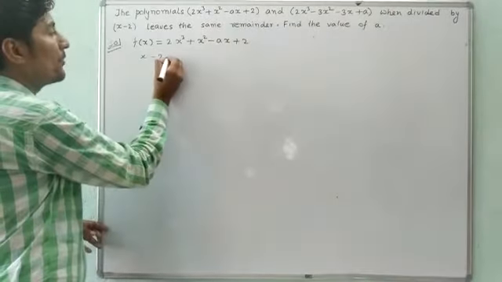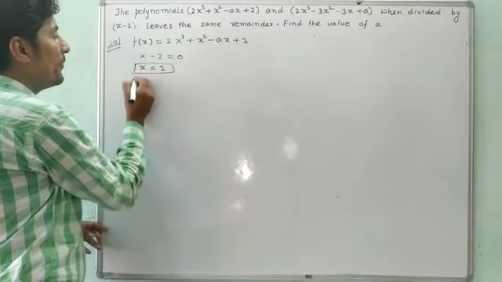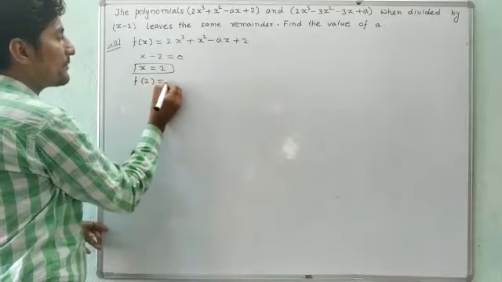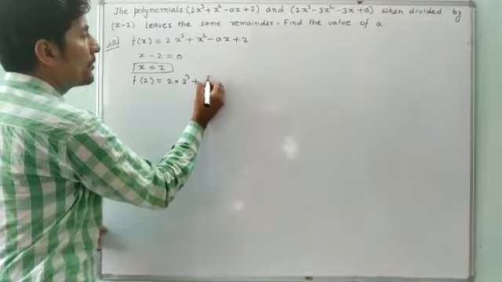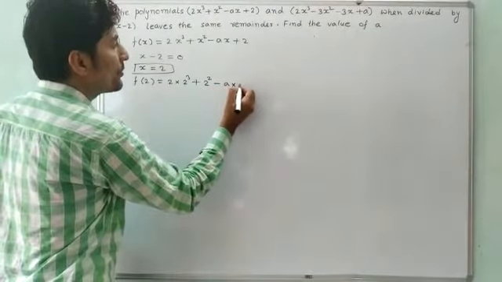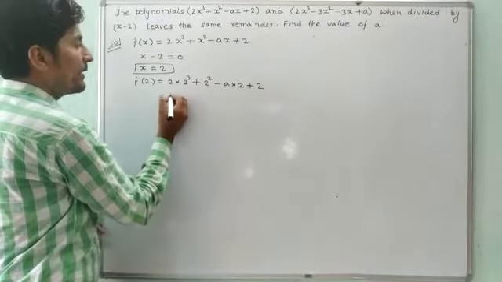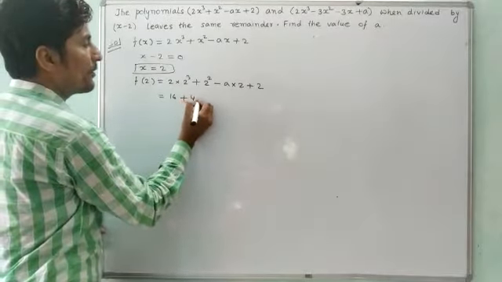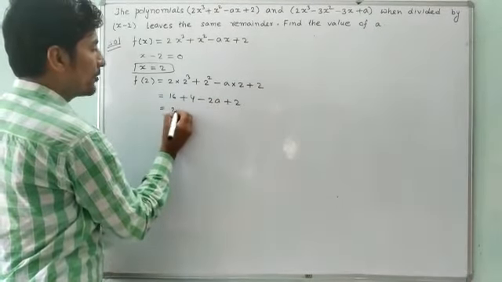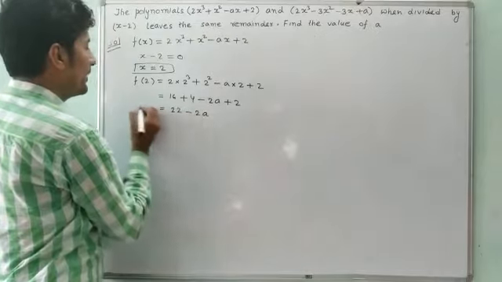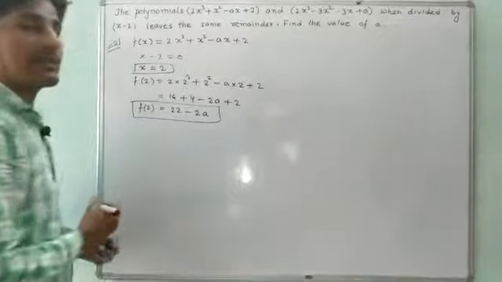So x minus 2 will be equal to 0, hence x will be equal to 2. Now we will find f(2). 2 into x cube means 2 cube, plus x square means 2 square, minus a into 2, plus 2. Here we can write 16 plus 4 minus 2a plus 2, which is 22 minus 2a. In the first case, we got the remainder that is equal to 22 minus 2a.